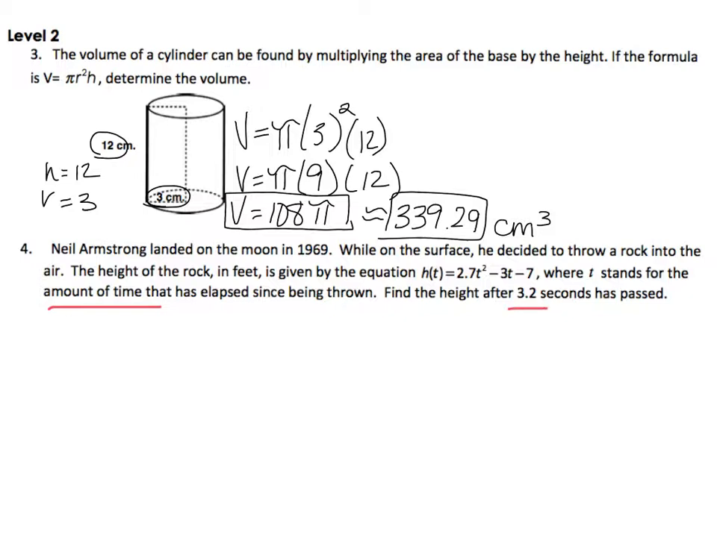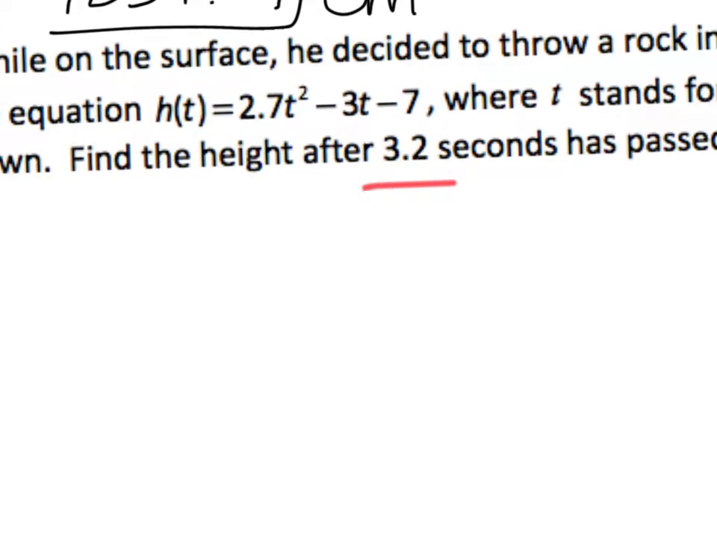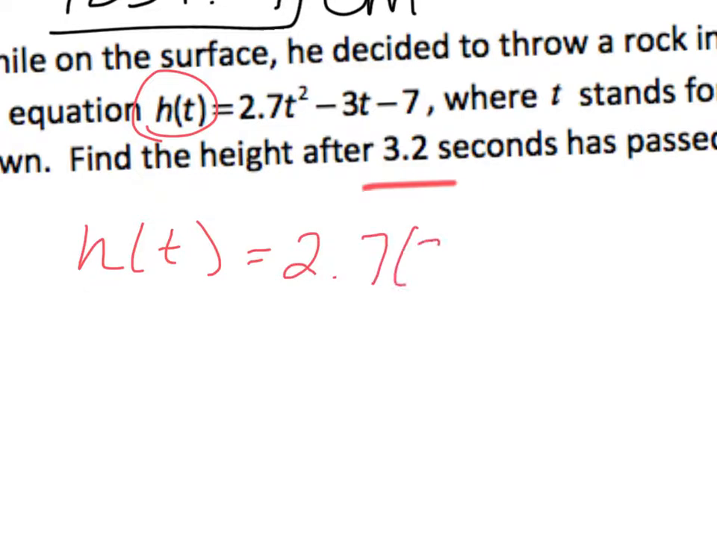Well, if t stands for seconds and it's after 3.2 seconds, that's what I'm going to substitute in for t. So remember that this is just function notation. This is height in regards to time. So I'm going to leave that, and that's what I'm going to solve for. So 2.7 times 3.2 squared minus 3 times 3.2 minus 7.